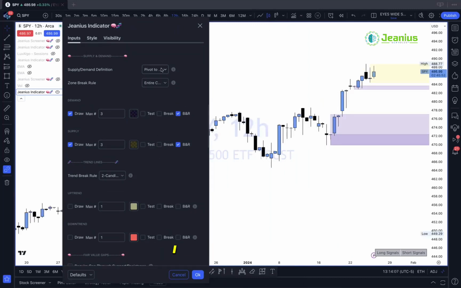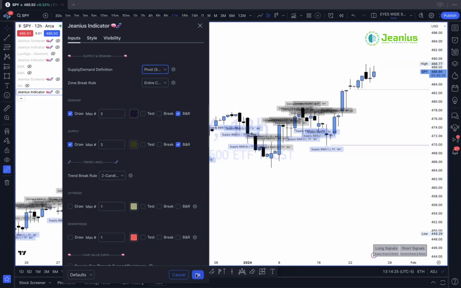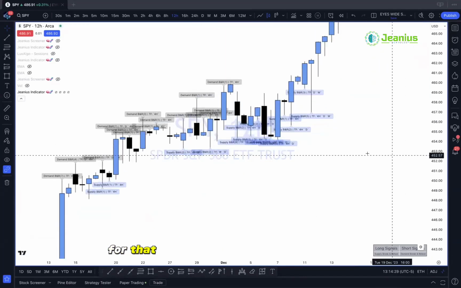To be honest, I think I need to, let me just do regular support and resistance, because a lot of people trade the break and retest of a support and resistance. So I think I'll have to change that up. And right now, Genius is calculating. And this is why I say it's important to have the date correctly configured, or it'll take forever for that new calibration to come through.